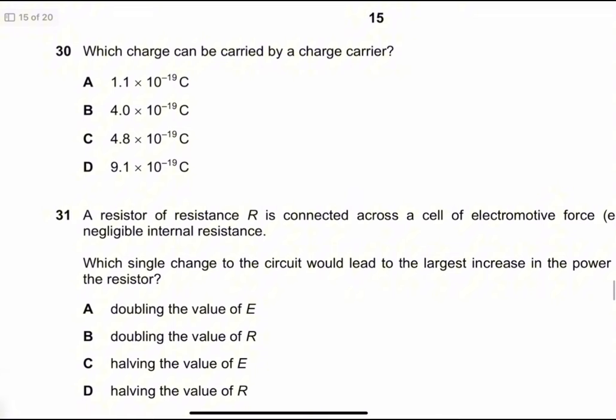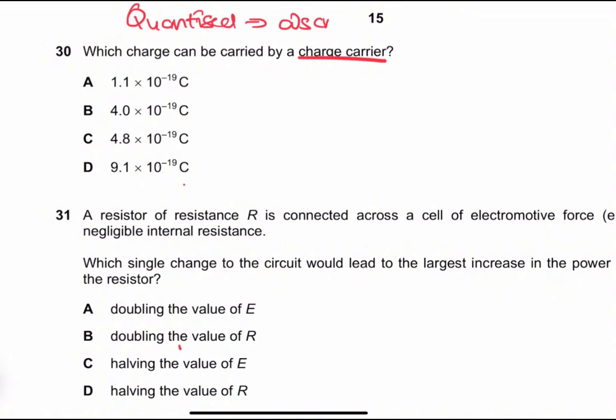We're almost done. We're moving on to the last 10 questions. We're given which charge can be carried by a charge carrier. So it's important to know that charge is quantized, right? What do I mean by quantized? It only exists as discrete particles, okay? Each electron has an elementary charge. Each charge carrier is an elementary charge of 1.6 times 10 to the power of negative 19 coulombs, right? Each elementary charge has that charge.